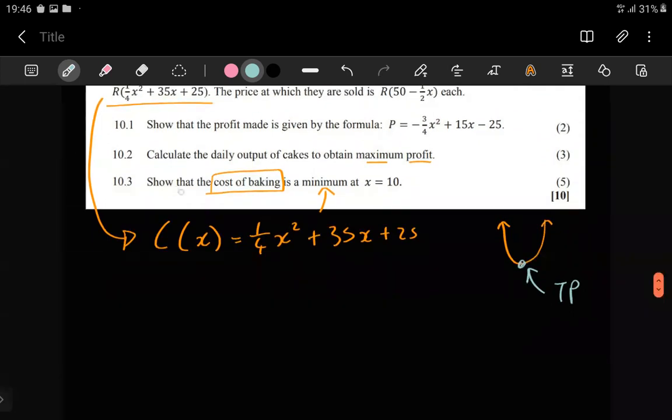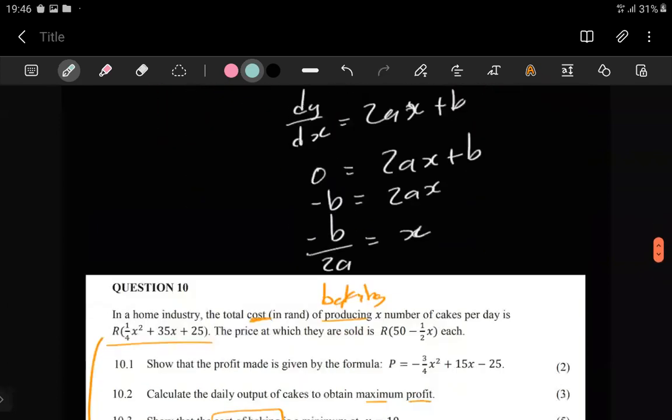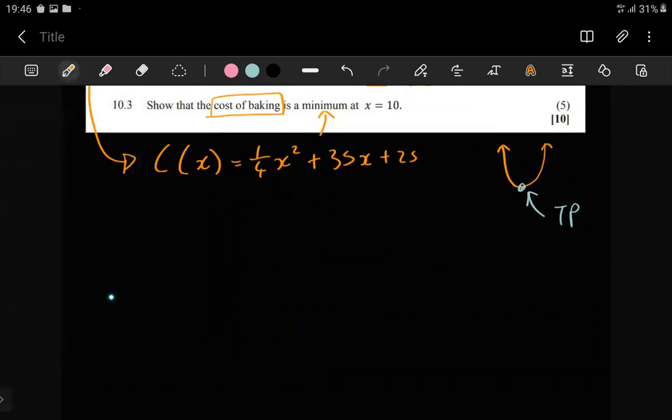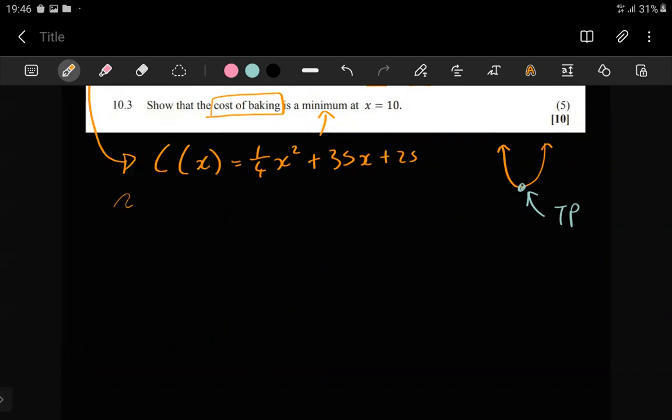So for us to show that the cost of baking is a minimum at X equal to 10, let's just differentiate and equate to 0 and see if we're also going to get a 10 here. If we don't, then we have to reassess our steps and see if we made any mistake. But well, let's see. Let's differentiate once.